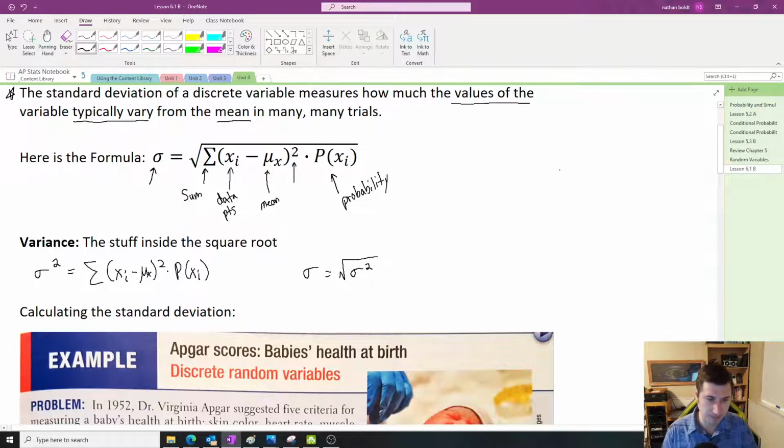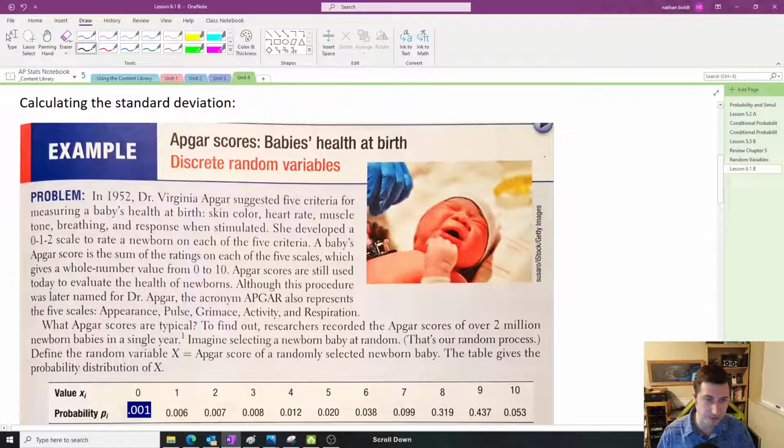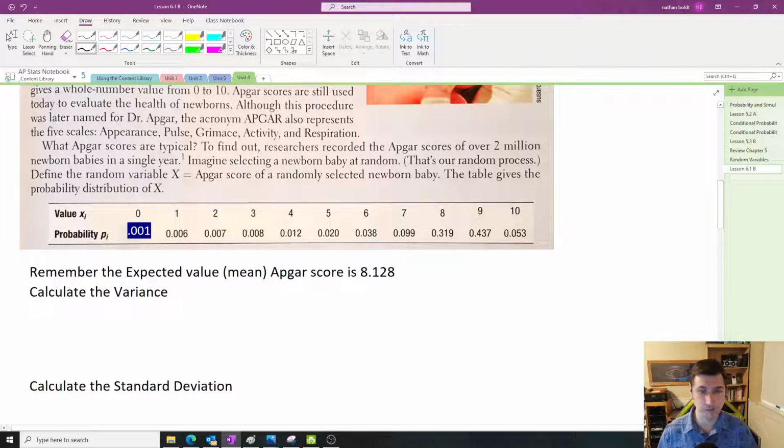All right, that's enough theory there. Let's actually do a problem. We're going to use our APGAR scores example again. So remember, when a baby is born, it is given an APGAR score from 0 to 10 based off of 5 different criteria. The baby can score 0, 1, or a 2 for each criteria, which makes a total of 10 possible points. So here is our probability distribution for APGAR scores.